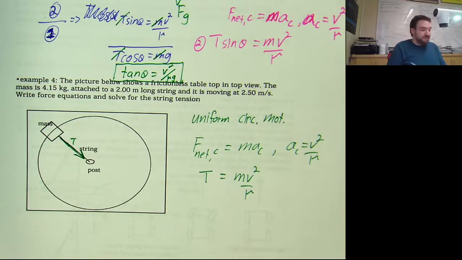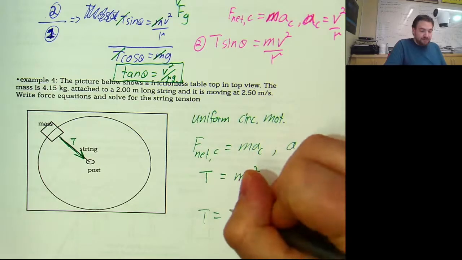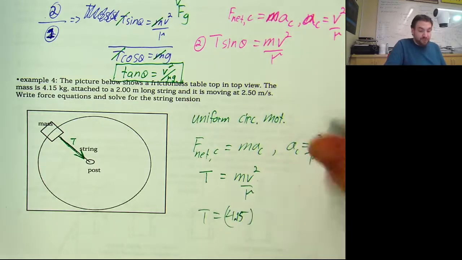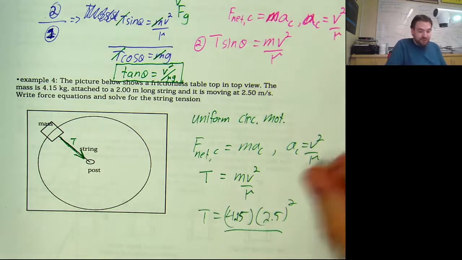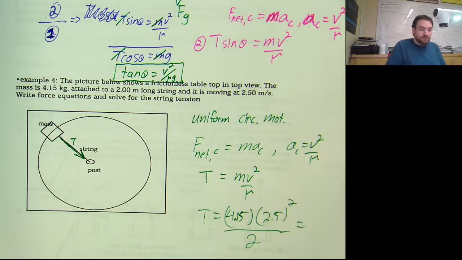Now I can just insert some of these values. T equals 4.15 kilograms. We're told that the speed around the circle is 2.5 meters per second. I square that, and the radius of my circle is 2 meters. It's a large circle. So what does the tension in the string have to be? 12.97. 12.97 what? Newtons. That is not a lot of force. That's the tension required to spin that object.